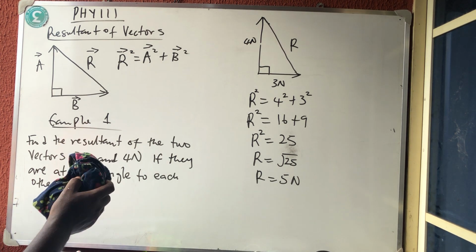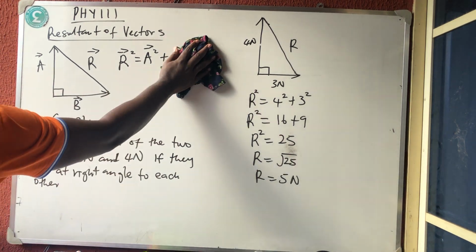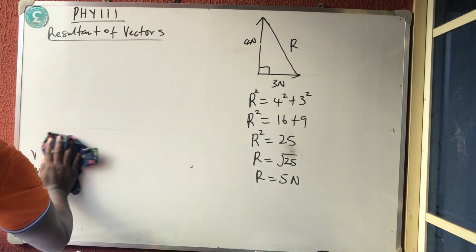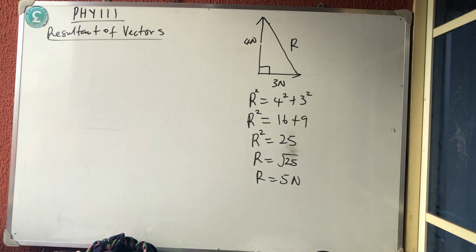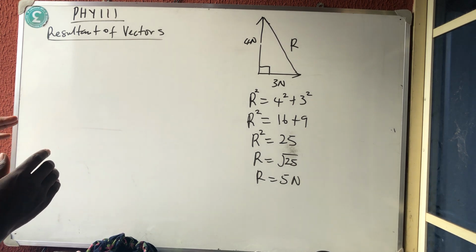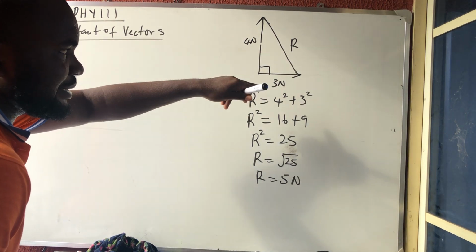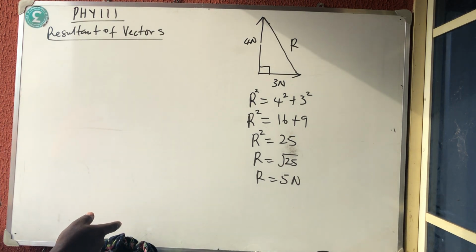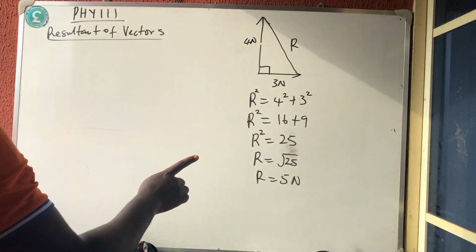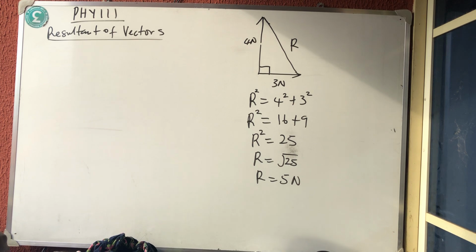Now let's talk about when they form the adjacent sides of a parallelogram: the resultant of two vectors that form adjacent sides of a parallelogram. What do I mean by that? If the angle the two vectors form is not 90, maybe it's greater than 90 or less than 90, that is when we use the parallelogram law of vectors. Whenever the angle is not equal to 90, either less than 90 or greater than 90, then you use the parallelogram law of two vectors. So let's talk about that.